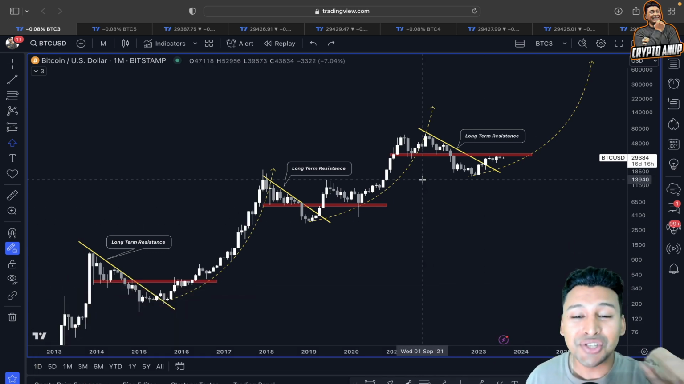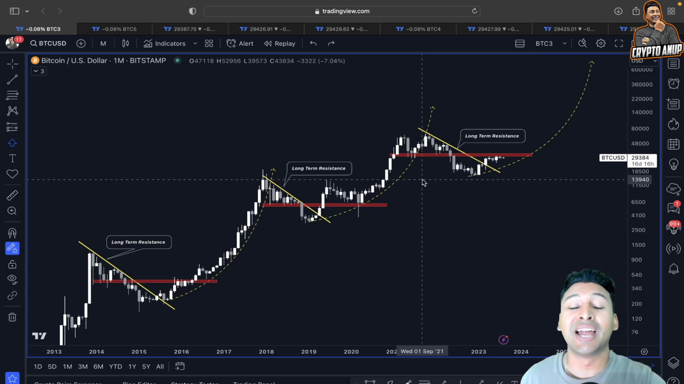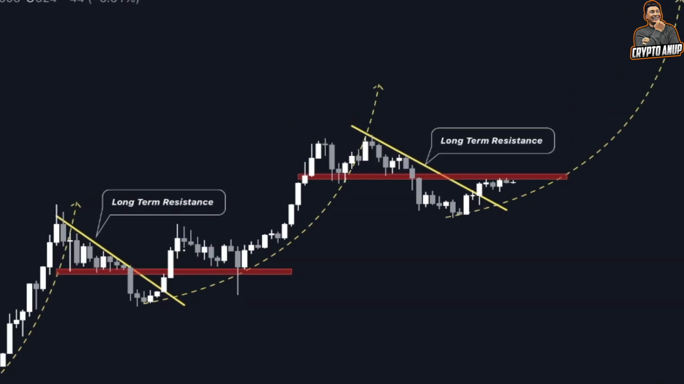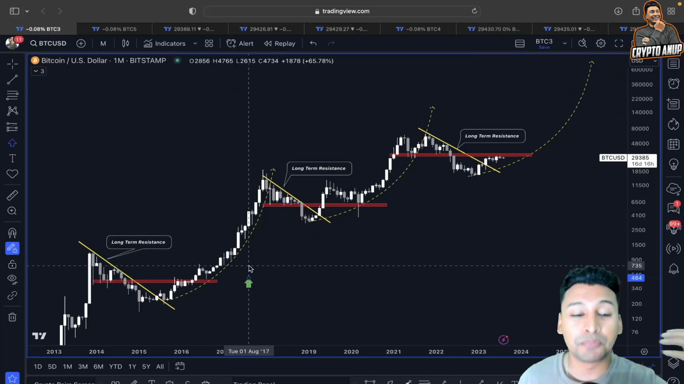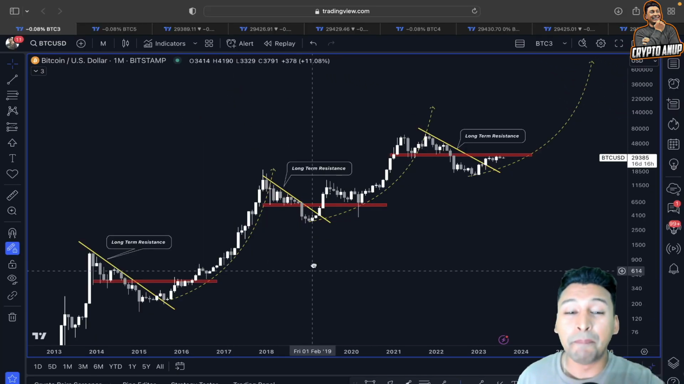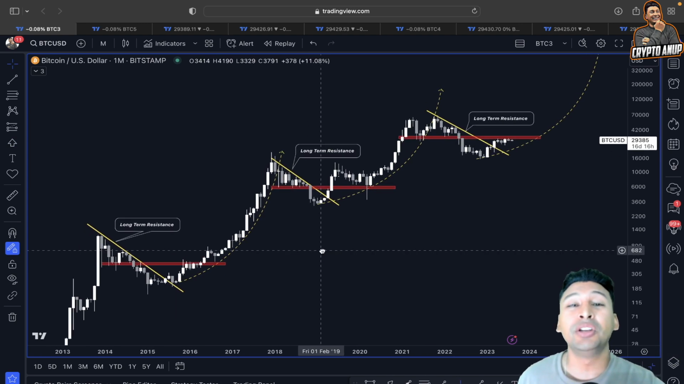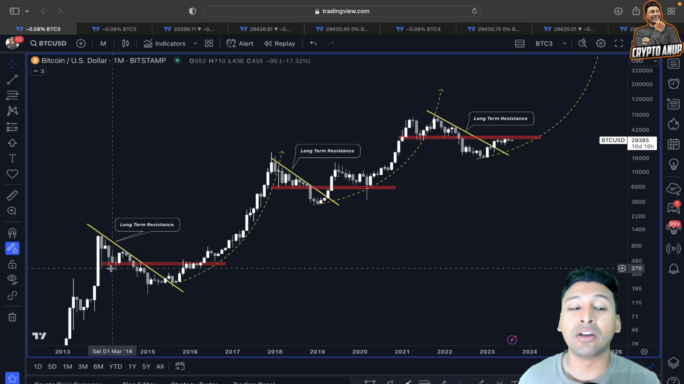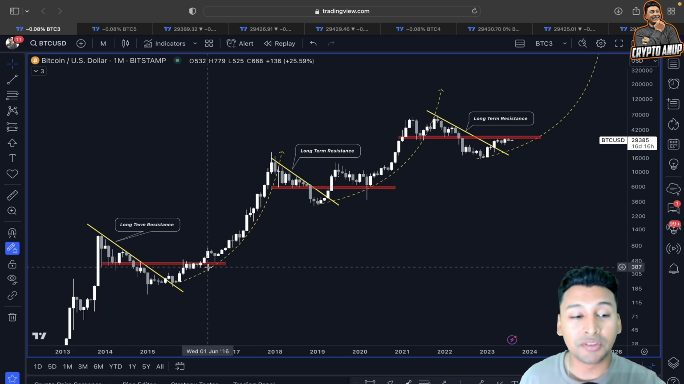Now, I just want you guys to monitor two trend lines. One is this falling trend line. Another one is this horizontal trend line here in a monthly time frame. The price of Bitcoin has started this parabolic move when we broke out of this falling trend line resistance and also the resistance from this horizontal trend line.